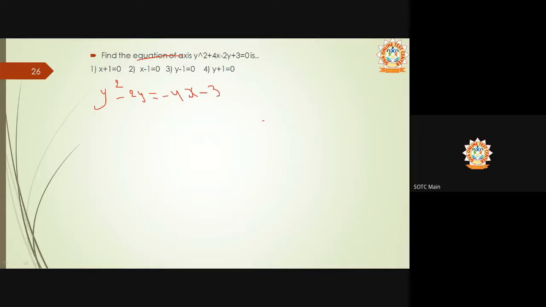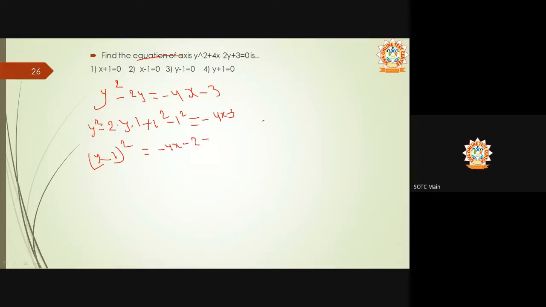Question is different. y square. Yes, right. So now make it into standard form. y square minus 2 into y into 1 plus 1 square minus 1 square is equal to -4x - 3. So now what will become? (y - 1) whole square. This -1 goes to that side, will become what? +1. So -4x - 3 + 1 will become -2.